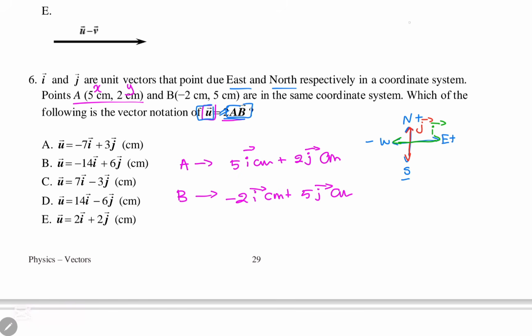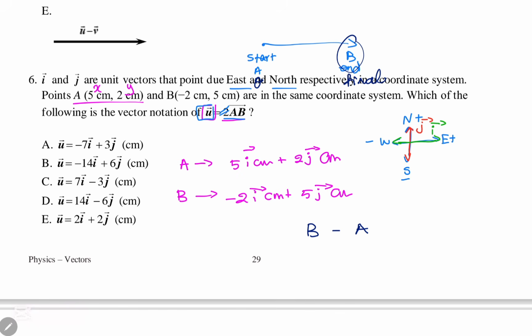Let's look at AB. It is from point A to point B, so A is the start and B is the end. Or you can take it as this is the initial and this is the final, okay? So when I'm dealing with initial and final, I always need to subtract final minus initial. So what's my final point? My final point is point B. So it's going to be all of the points of B minus all of the points of A.